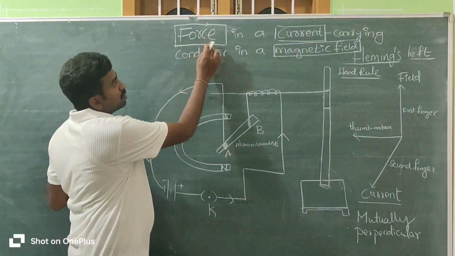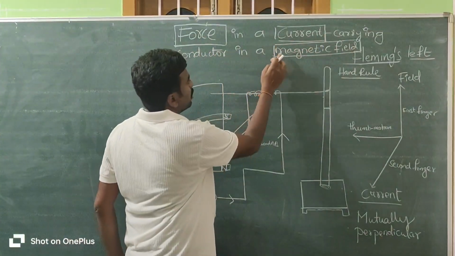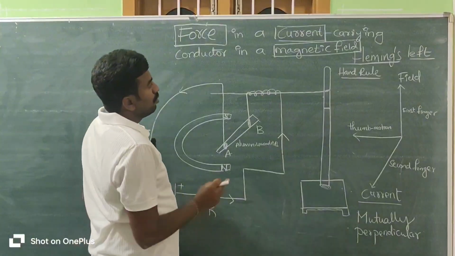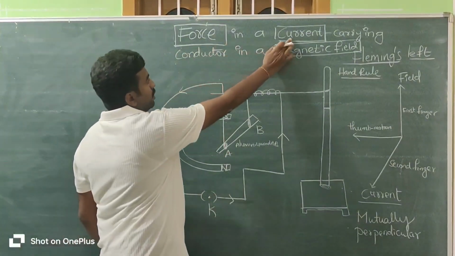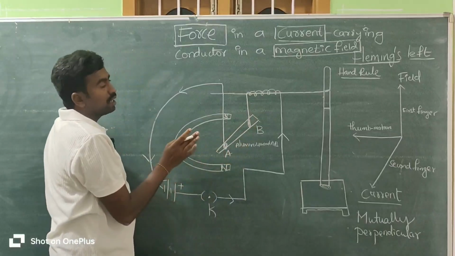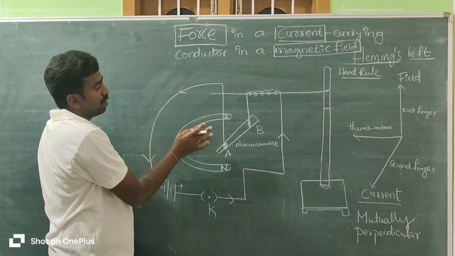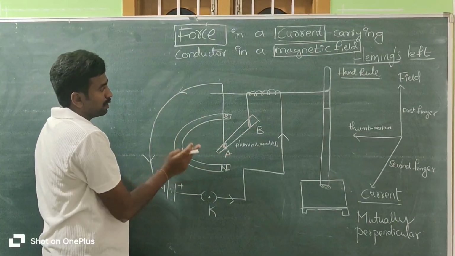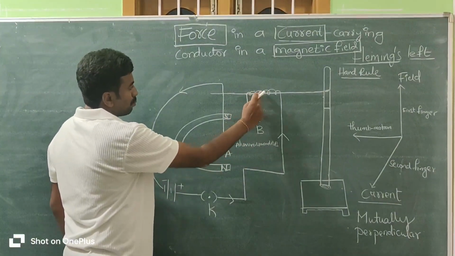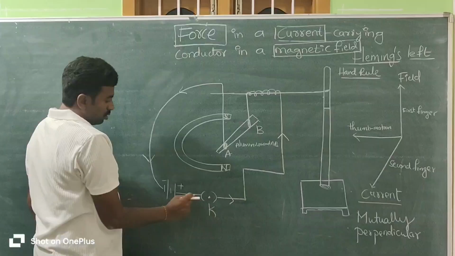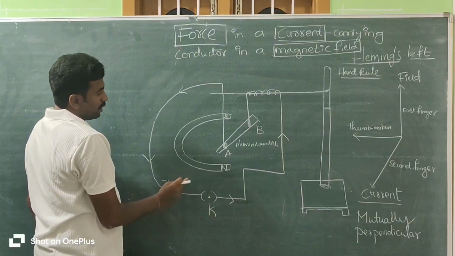Hello friends. Today I am explaining about force in a current conductor in a magnetic field. We have to discuss the relation among force, current and a magnetic field through this observation. Let us take an aluminum rod AB connected to a wire which is connected to a key and battery.